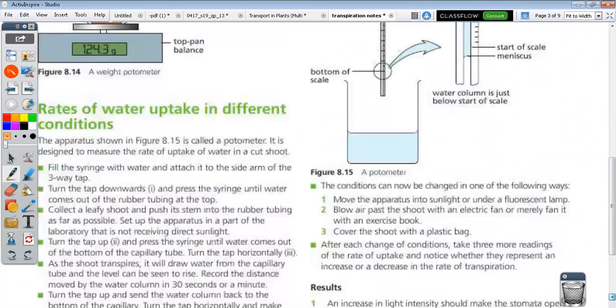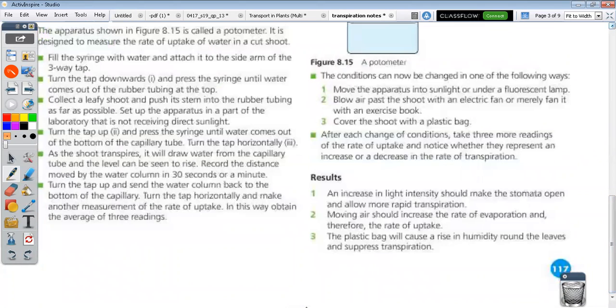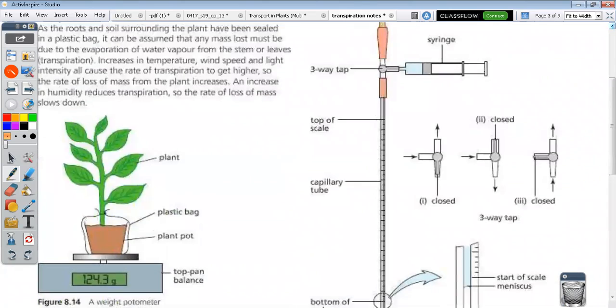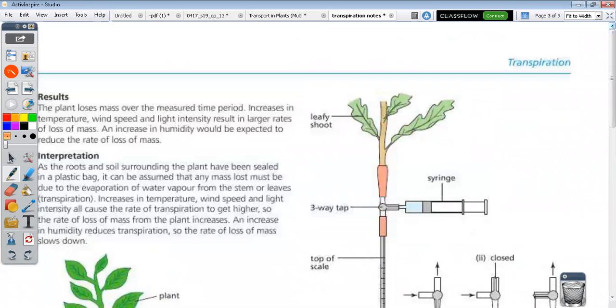Then NB: a potometer does not measure the rate of transpiration directly, but it measures the rate of water uptake. Scientifically, they haven't found a way to measure the rate of transpiration directly. Clear? We measure the rate of water uptake. So that's why I said the NB.